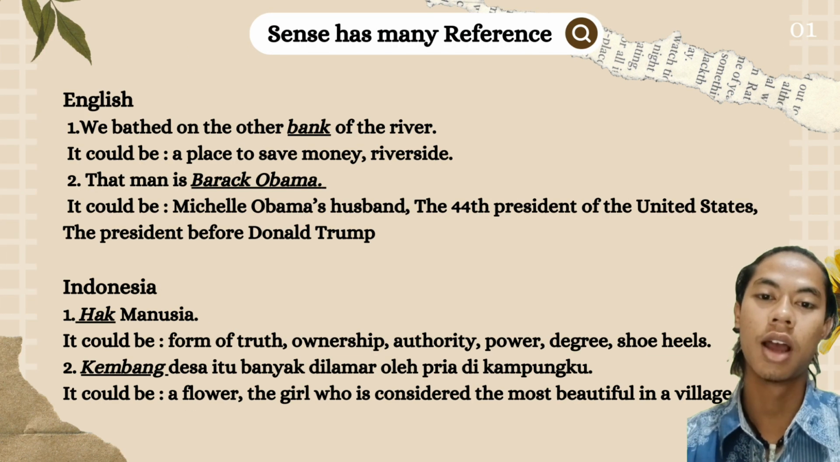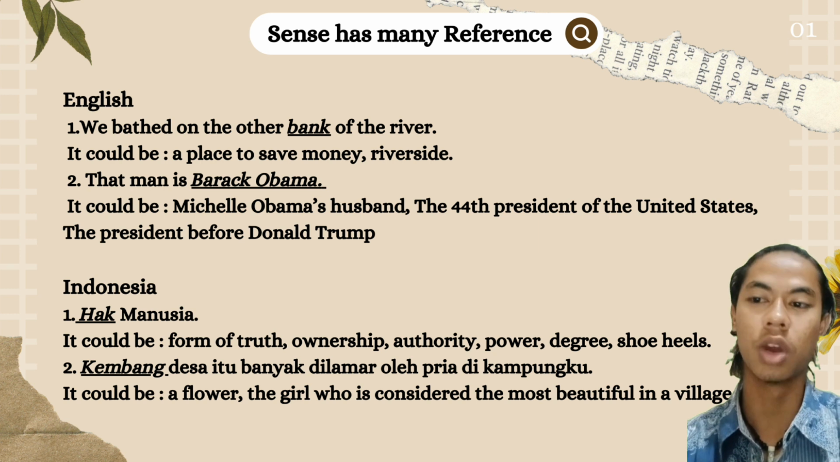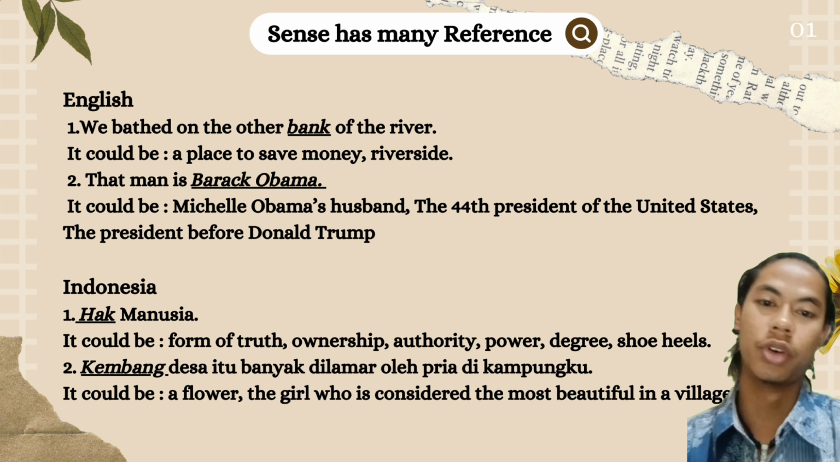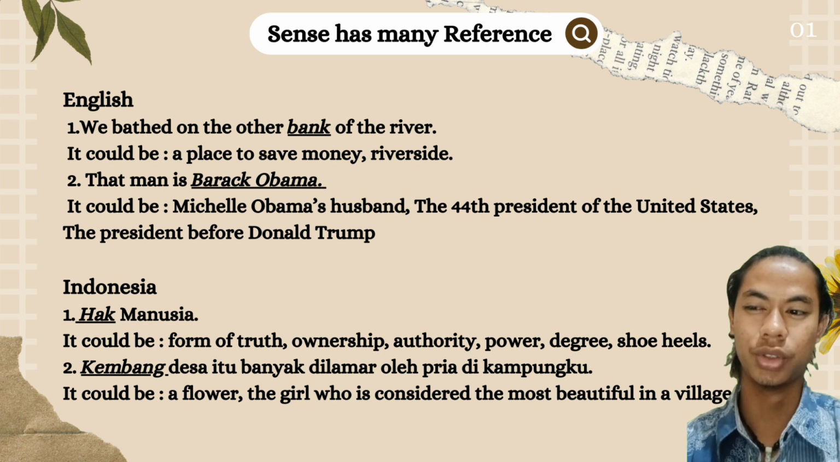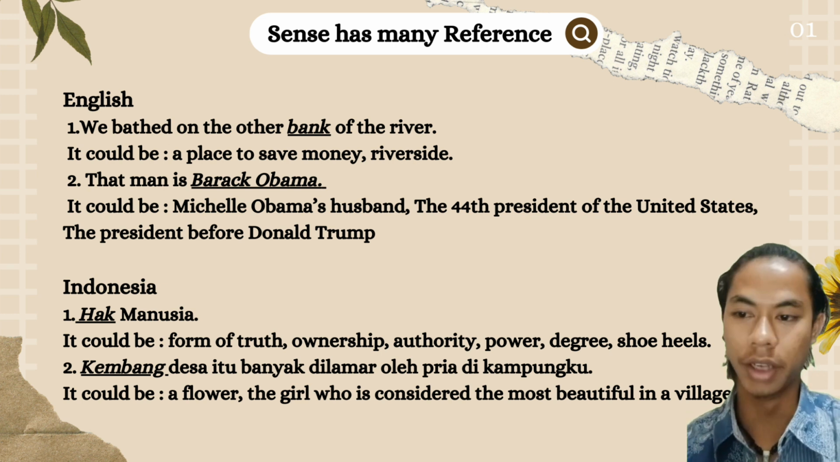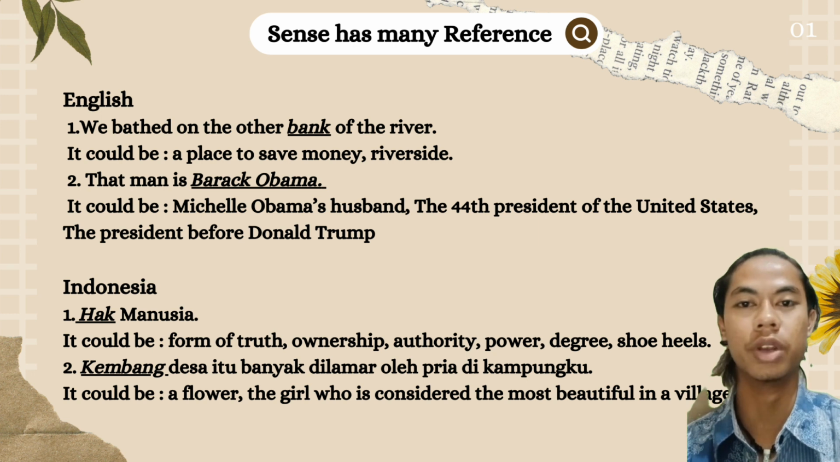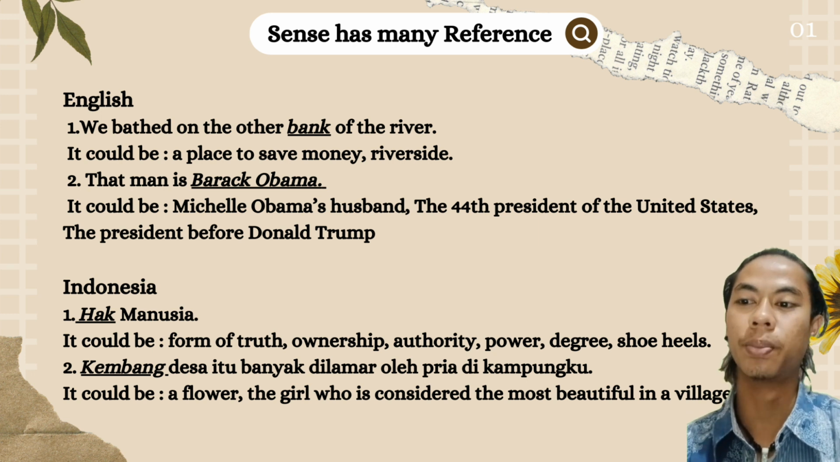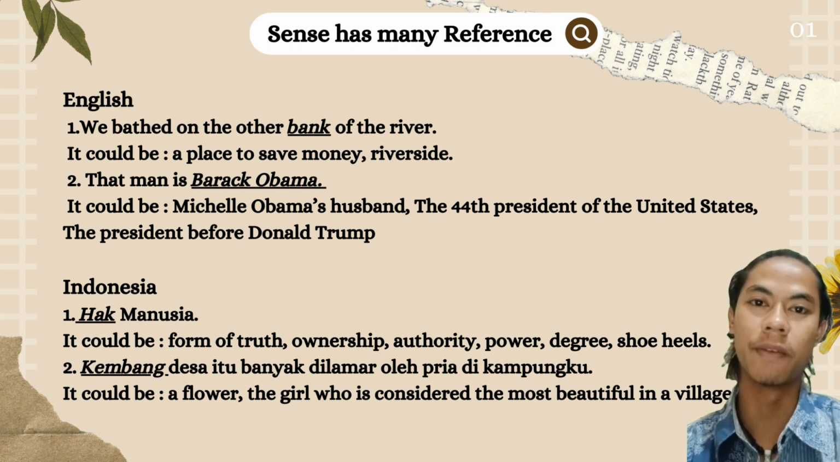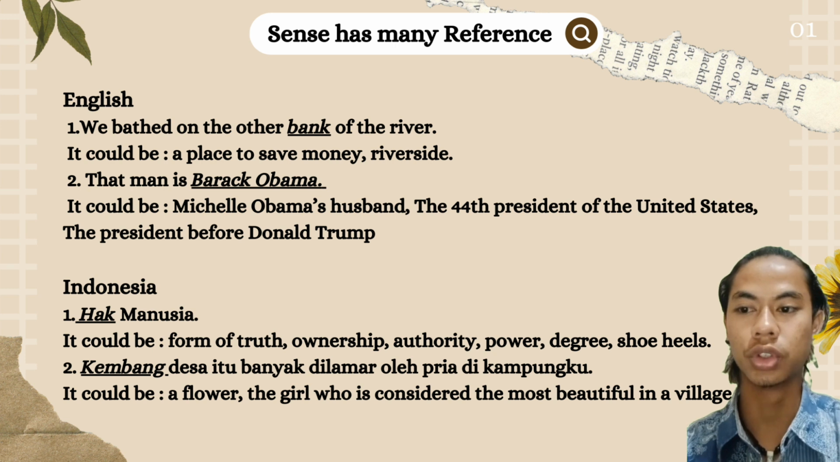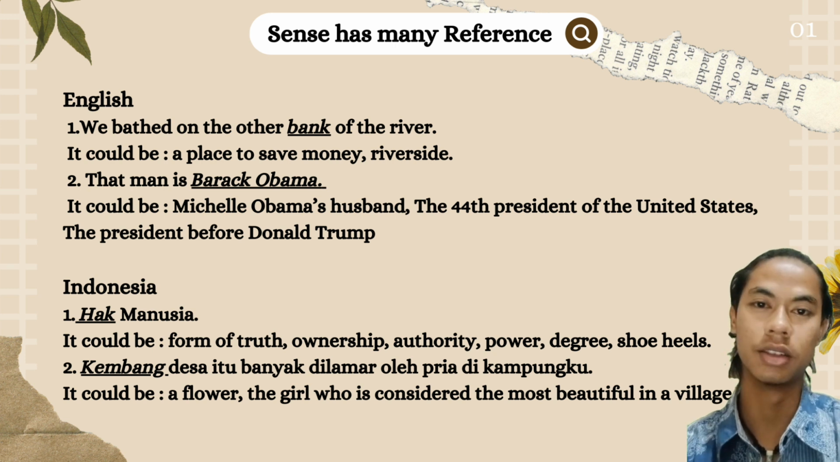And sense has two types. The first one is sense has many references. For example, in English, we bathe on the other bank of the river. It could be a place to save money, or the riverside, so the word bank has two references.